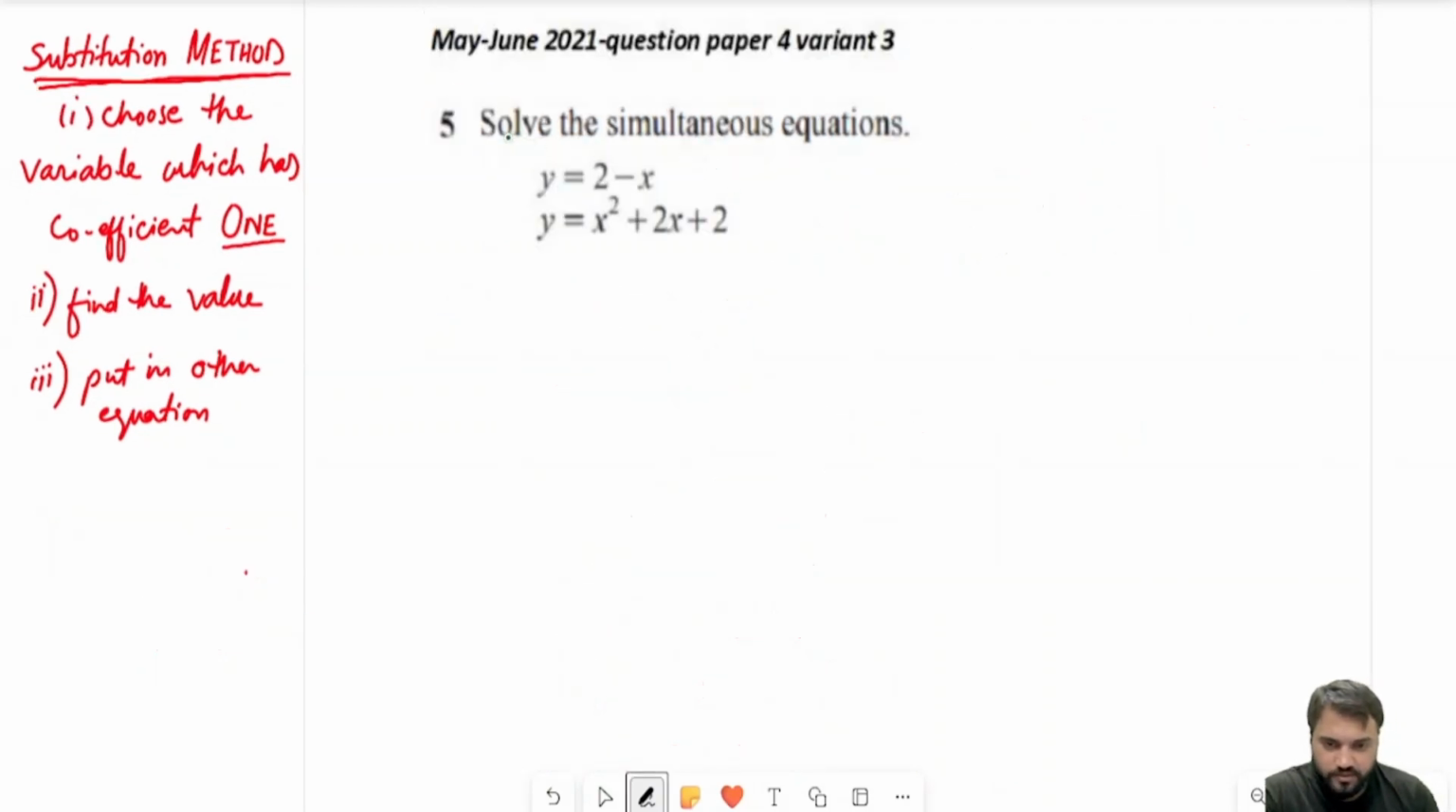This is our last question that appeared in 2021 examination. Question paper was 4 and written was 3, that held in May, June. Question 5 says, solve the simultaneous equation. There is no description that you have to solve it by elimination method or substitution method. If there is a condition, then you have to obey it.